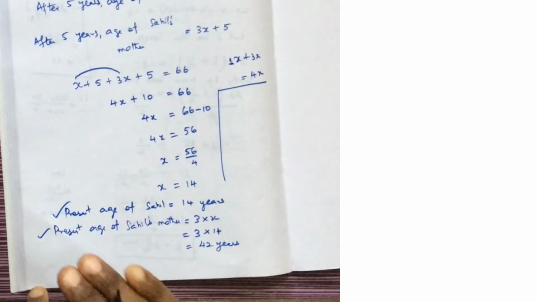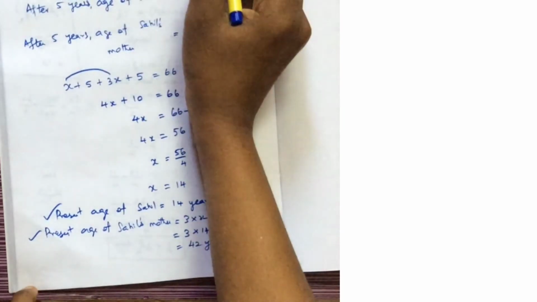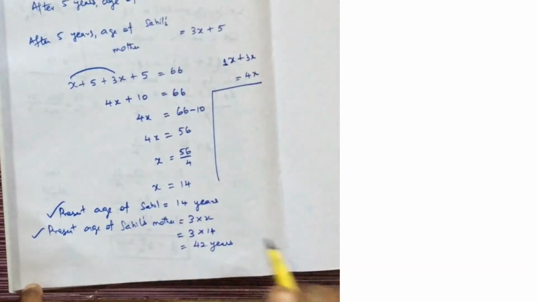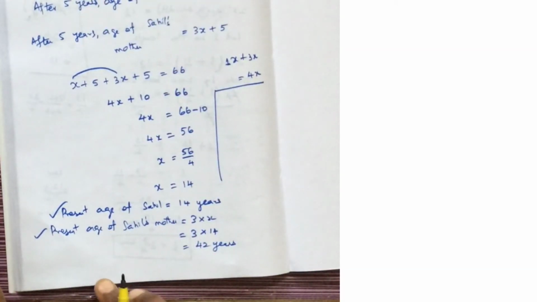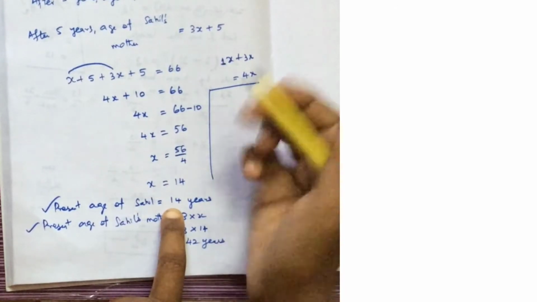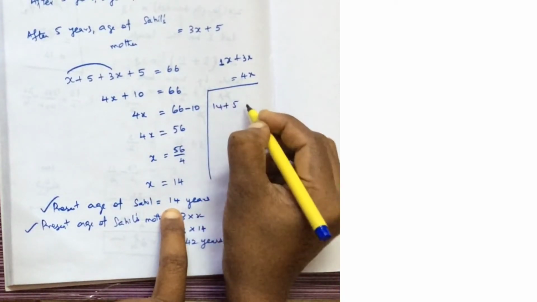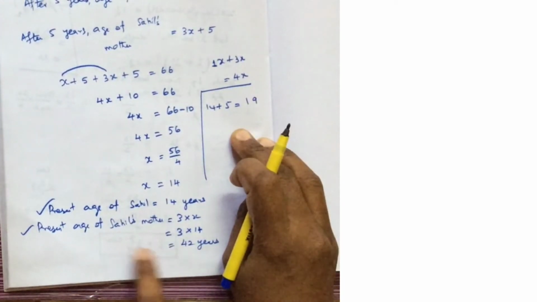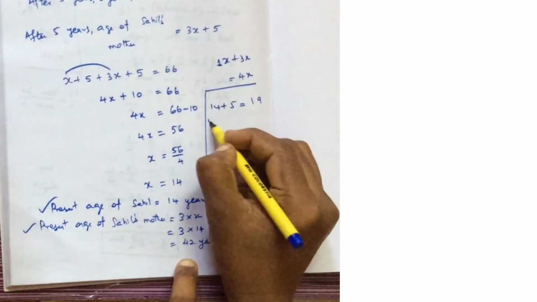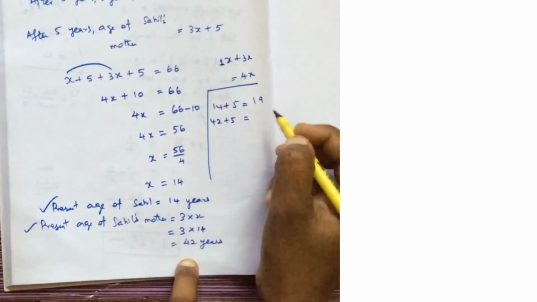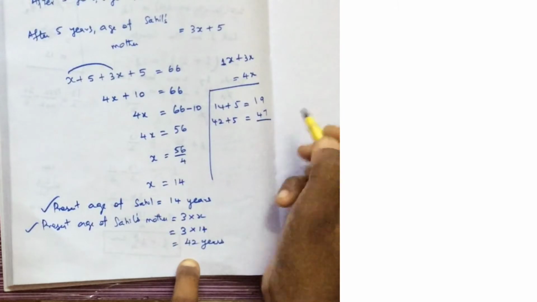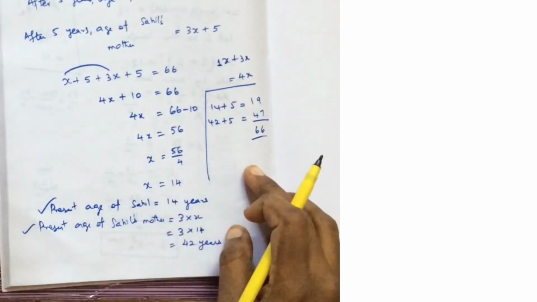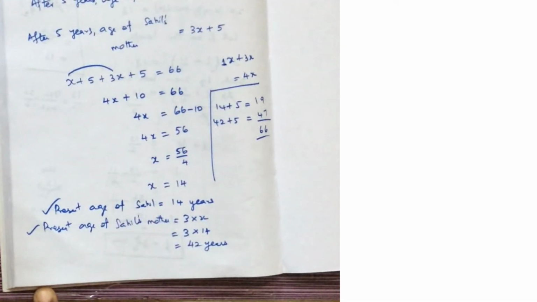Now we are going to check it. How to check that? They have given that after 5 years, their ages will add to 66. If now the present age is 14, what is it after 5 years? It is 14 plus 5, that is equal to 19. Now here the present age is 42, so 42 plus 5 gives 47. Now if you add this, you will get 66. This means what you have done is correct here.